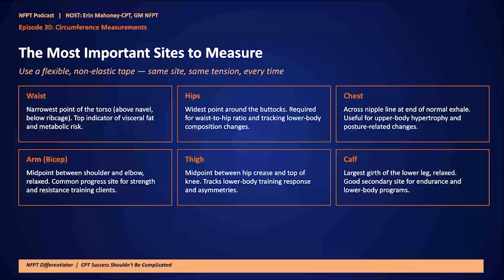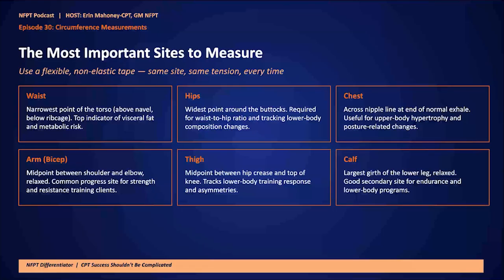So let's start with the waist. For waist measurements, you're going to be taking the circumference at the narrowest part of the torso. This is typically above the navel and below the rib cage, and it's a top indicator of visceral fat and metabolic risk.